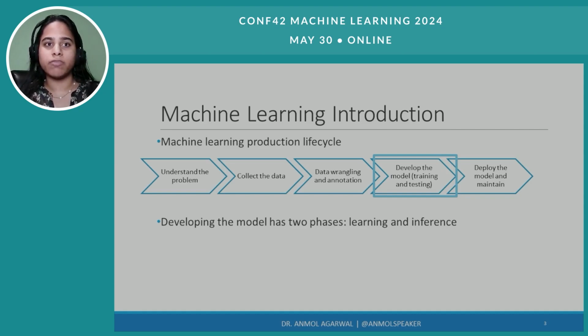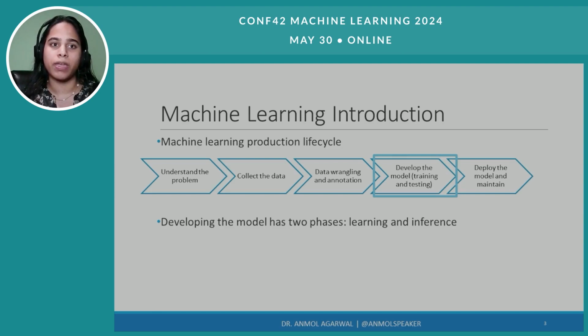Before we talk about adversarial machine learning, I wanted to introduce the idea of the machine learning production lifecycle. For adversarial machine learning, we want to focus on developing the model, that is training and testing the model. But I want to emphasize that before you actually develop the model, you need to understand the problem, collect your data, and clean up your data and annotate your data, that is labeling your data if you're using a supervised learning approach. Once you develop your model, you are then going to deploy the model and maintain it if you were in a company.